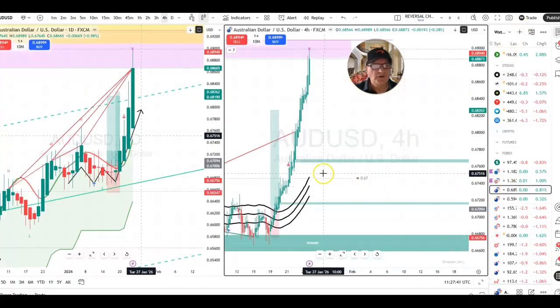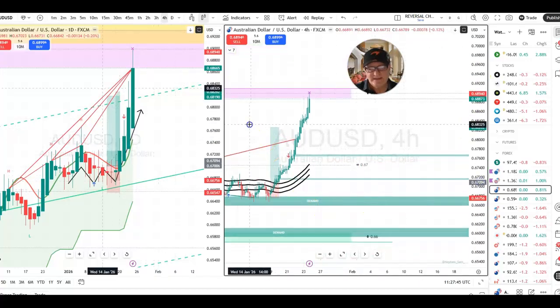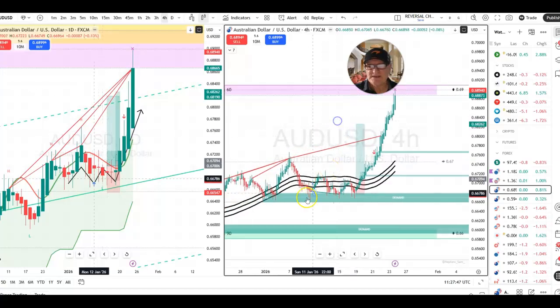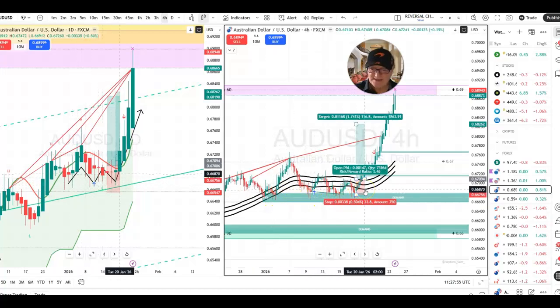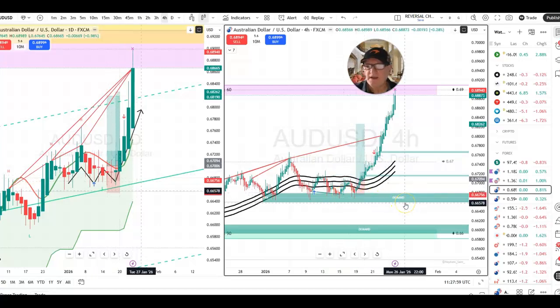A beautiful move on the Aussie. If you got that, congratulations. A beautiful move there. As we can see, the price held on to demand. Whenever you see price holding on to demand like this and refusing to go below it many times, then that's an indication there's likely to be a bounce. And of course it did.